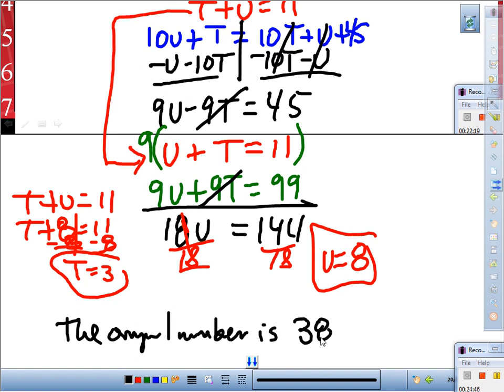Whose number is 38? 10Q. Whoever you just said.